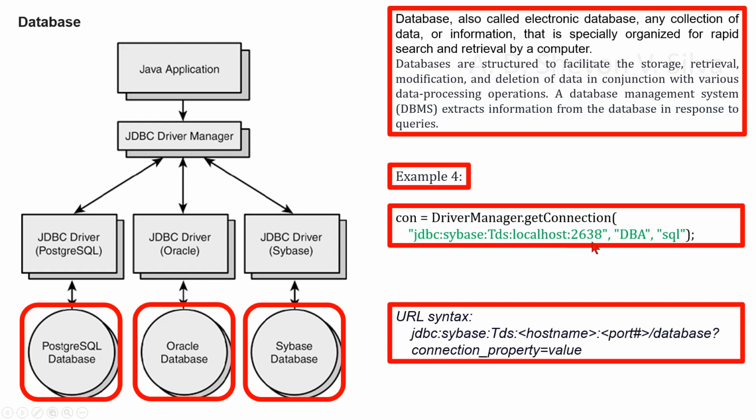We can consider this URL to connect to a Sybase database. You can see jdbc:sybase:Tds. This is the host name and port, and in the syntax there can be a /database here, and connection property values.